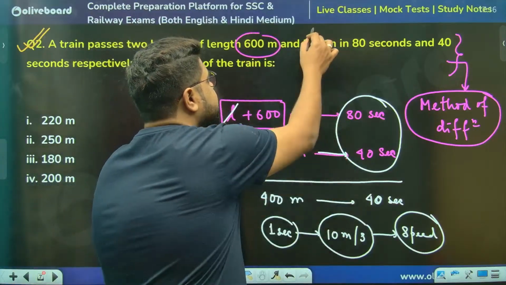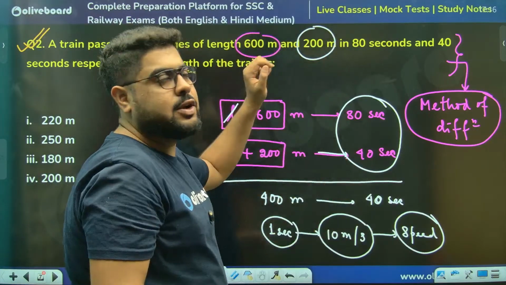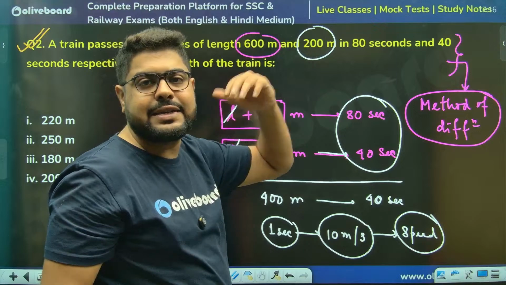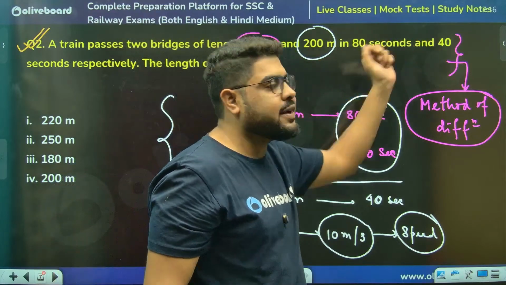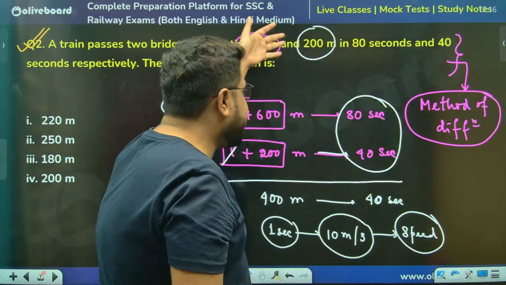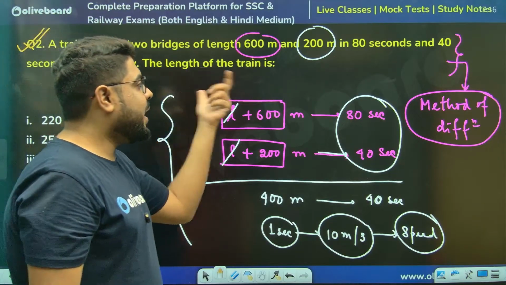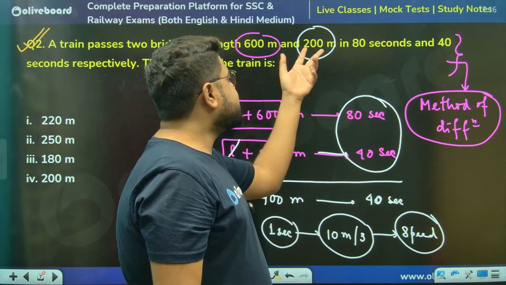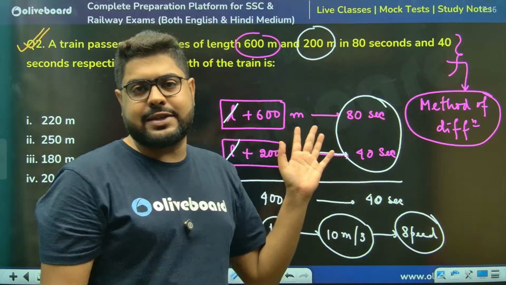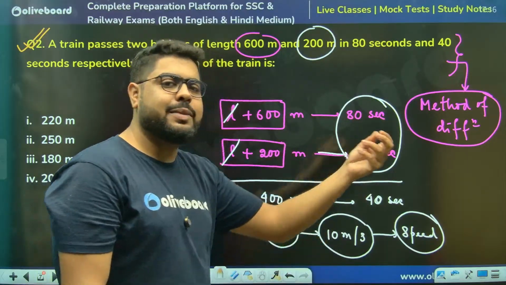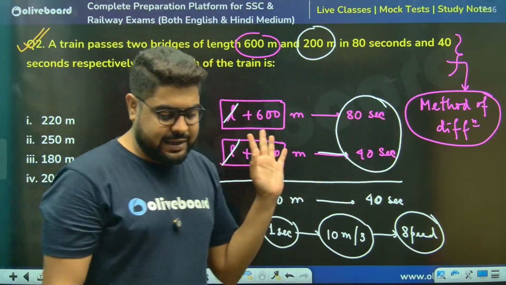600 and 200, na sir? So this difference of 400 meters, it is like the train is going in 80 and 40. Think, sir, because whenever I'm taking the difference, its own length will cancel out. So this difference of 400 meters goes in 40 seconds. So 1 second mein 10 meters, 10 meters per second.